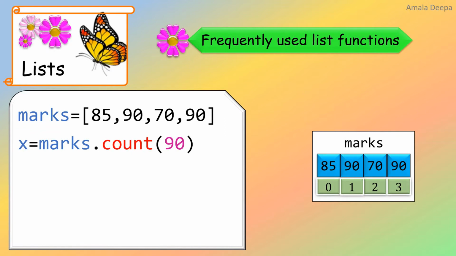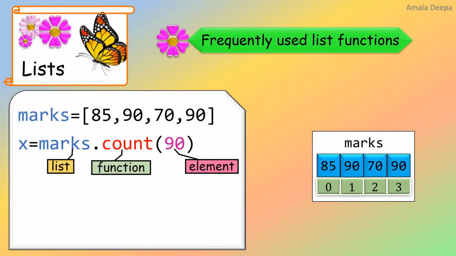To count the number of times an element occurs in the list, you can use the count function. x = marks.count(90). Marks is the name of the list object, count is the function, and 90 is the element which you want to count. Here in this list, 90 occurs 2 times. So the value returned by the count function is 2, which is stored in the variable x on the left hand side. So print(x) will give the output 2.